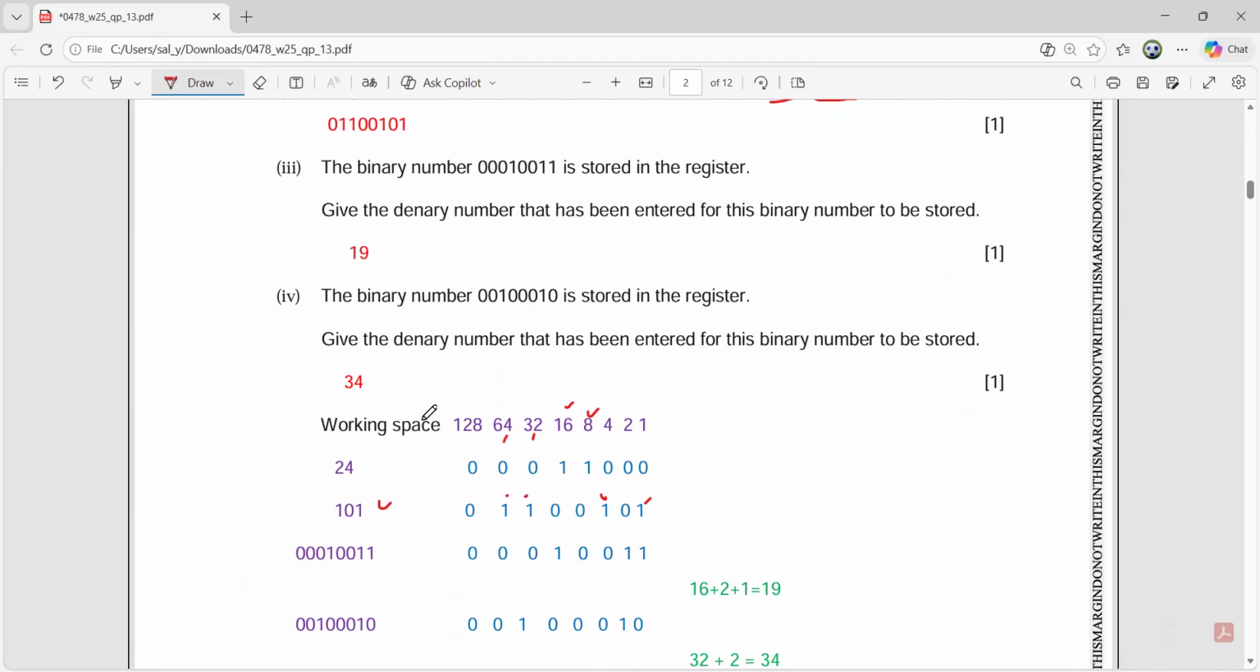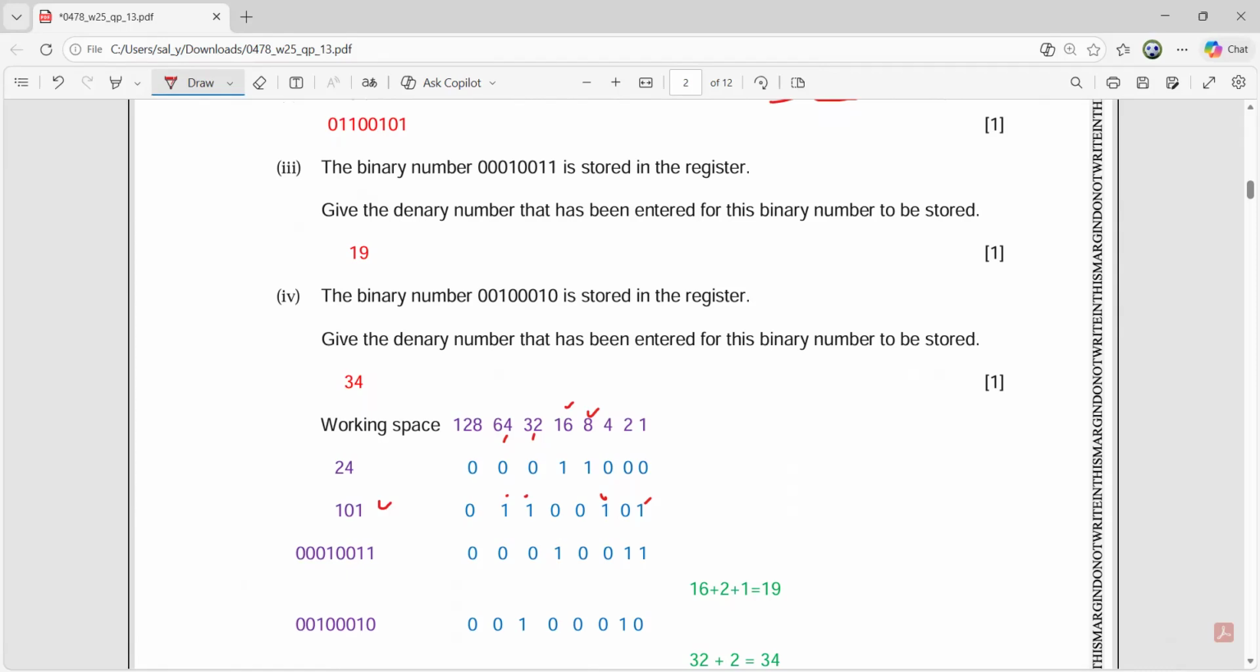Use the working space so that in case, for example, God forbid, you have written the answer wrong, although the working space is correct, the examiner may give you the marks. That is why it is always suggested that you utilize the working space no matter what the question is. Always utilize the working space because there's still a chance that you have made a mistake.